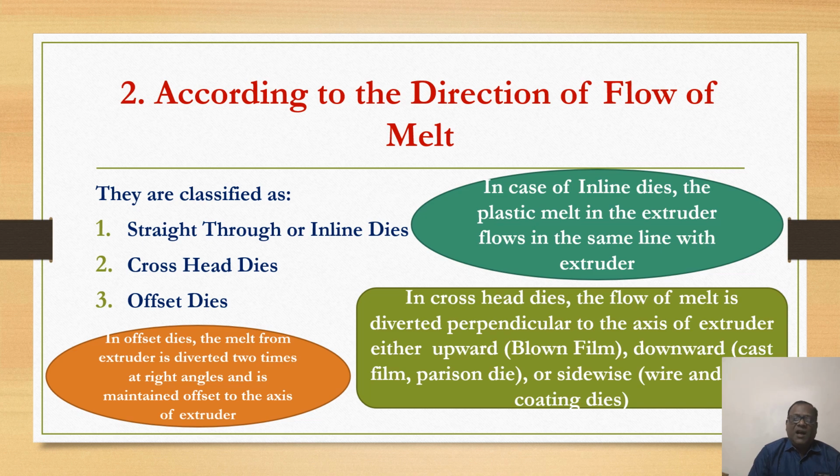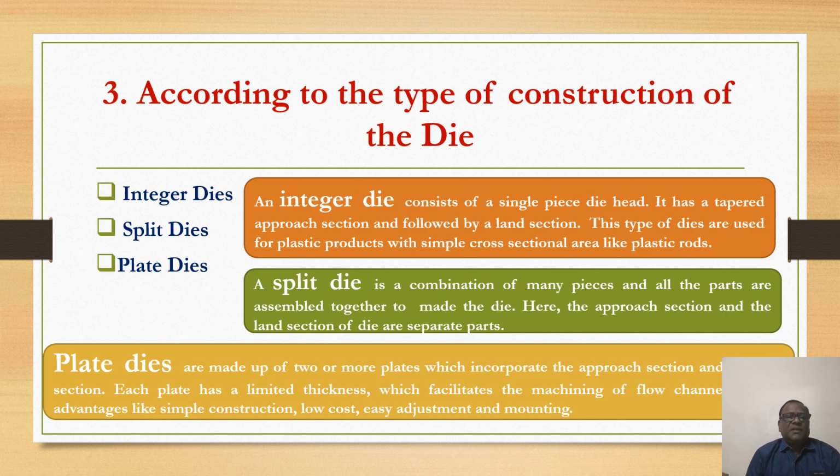Now we'll go for the third type of classification, according to the type of construction of the die, how you are making the die. We all know the die will be manufactured from some metallic part, and generally it is steel. So whether the total die will be a single piece of steel material, or different pieces that you connect with nuts and bolts. If you are making a single piece, your total die will be a single piece, and that is called an integer die.